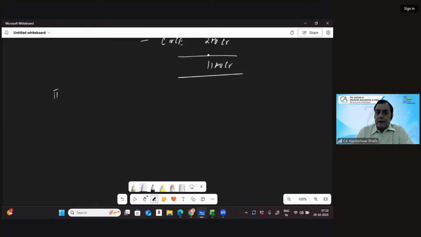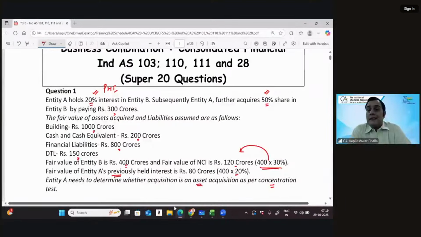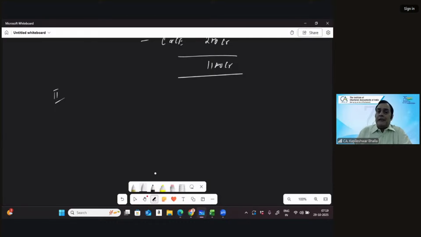In terms of step number two, you need to make a scrutiny of all the assets acquired and see which asset has got the highest value. Out of all the assets, it is pretty clear that the building is 1000 crores. So that seems to be the only asset which has got the highest fair value. So we can get the building is to the extent of 1000 crores. Then I think it is simple.